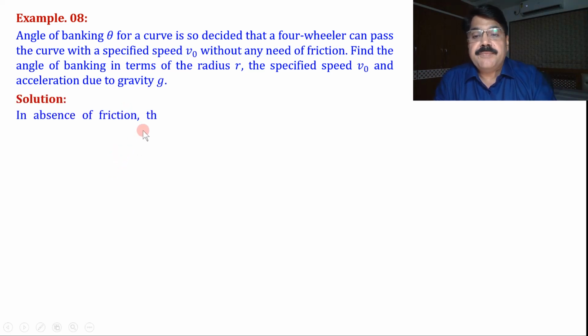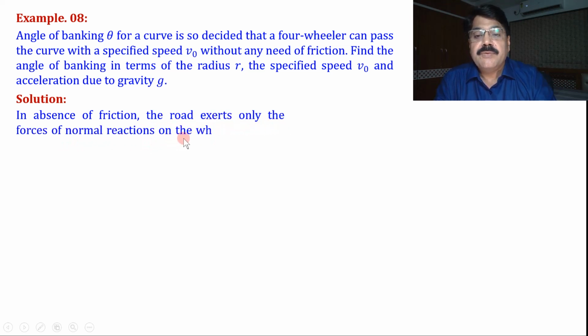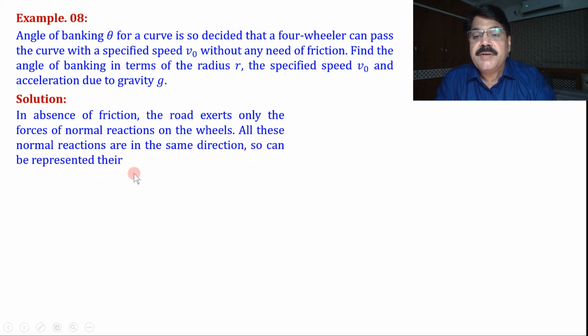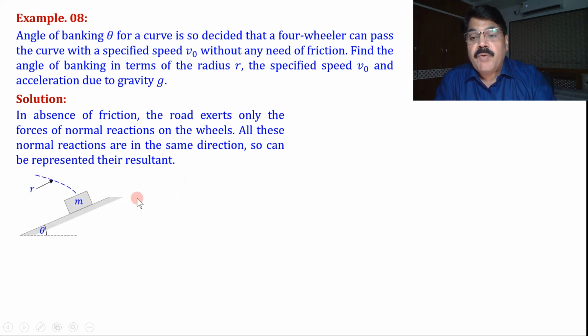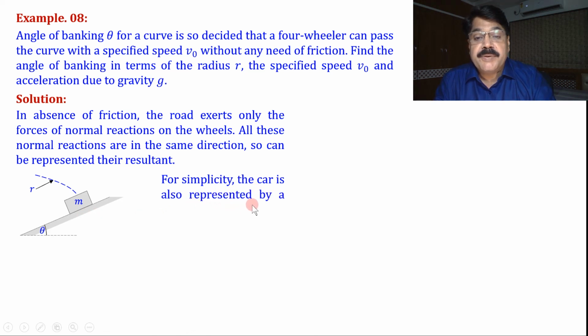In absence of friction, the road exerts only the forces of normal reaction on the wheels. All these normal reactions are in the same direction, so can be represented by their resultant. This way, we are representing the car by a box. No need to show the wheels because we are representing the total normal reaction by a single force. So no need to show all the four wheels. For simplicity, the car is also represented by a square box of mass m as shown in the figure.